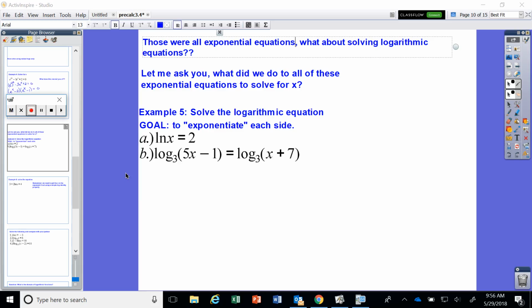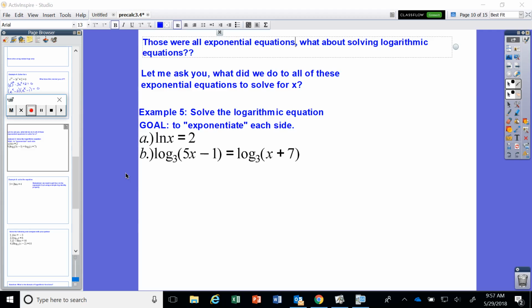Alright, ladies and gentlemen, so in this video we are going to start diving into how to solve logarithmic equations. The last video was all about exponential equations, and today we're going to start diving into how to solve logarithmic equations. So let me ask you, what do we do to all of these exponential equations in order to solve for x? Well, we did something to get x by itself, right?